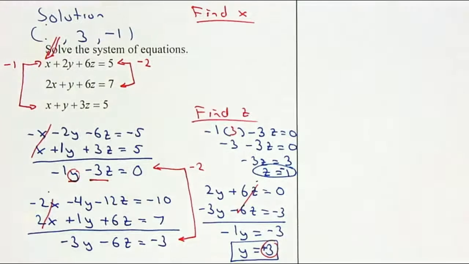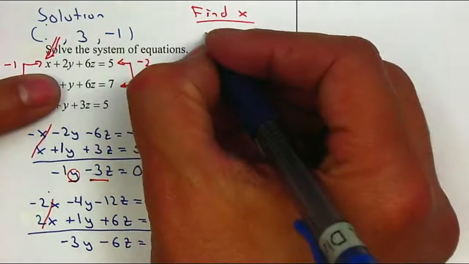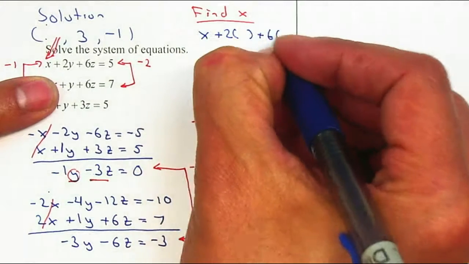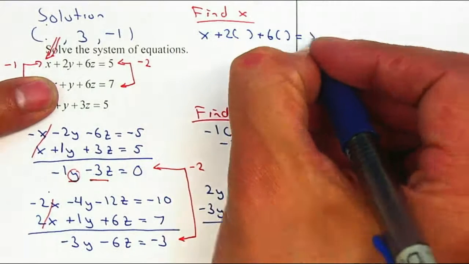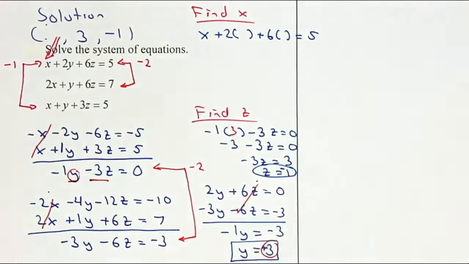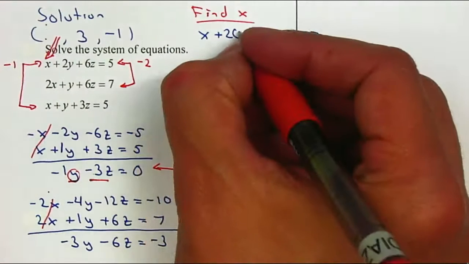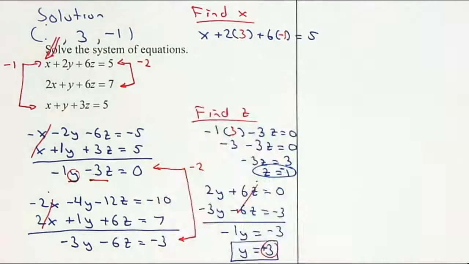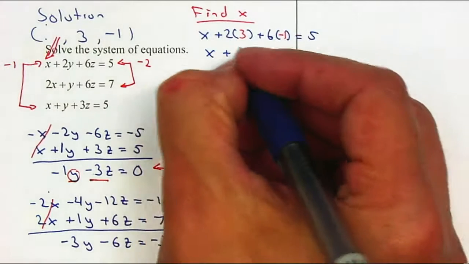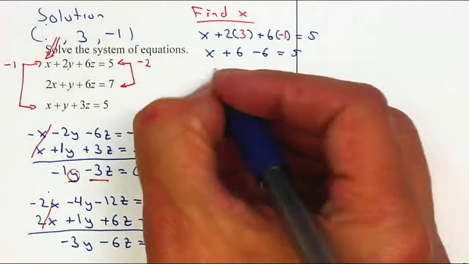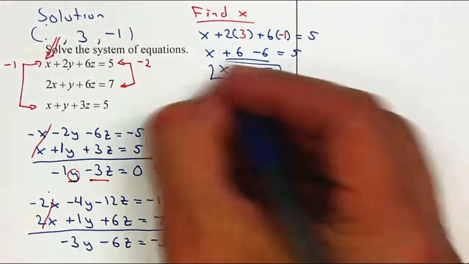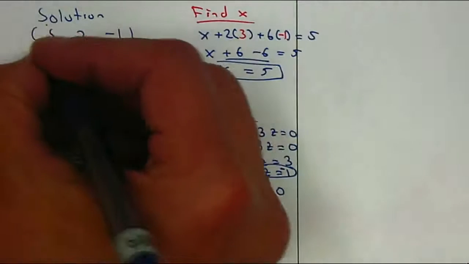I'm going to find x. Let's plug into the first equation, so it'll be x plus 2y plus 6z is equal to 5. But instead of the y, I'm going to plug in a positive 3. Instead of the z, I'm going to plug in a negative 1. That gives me x plus 6 minus 6 is equal to 5. The 6s cancel out, so x is equal to 5. So my x value is equal to 5.